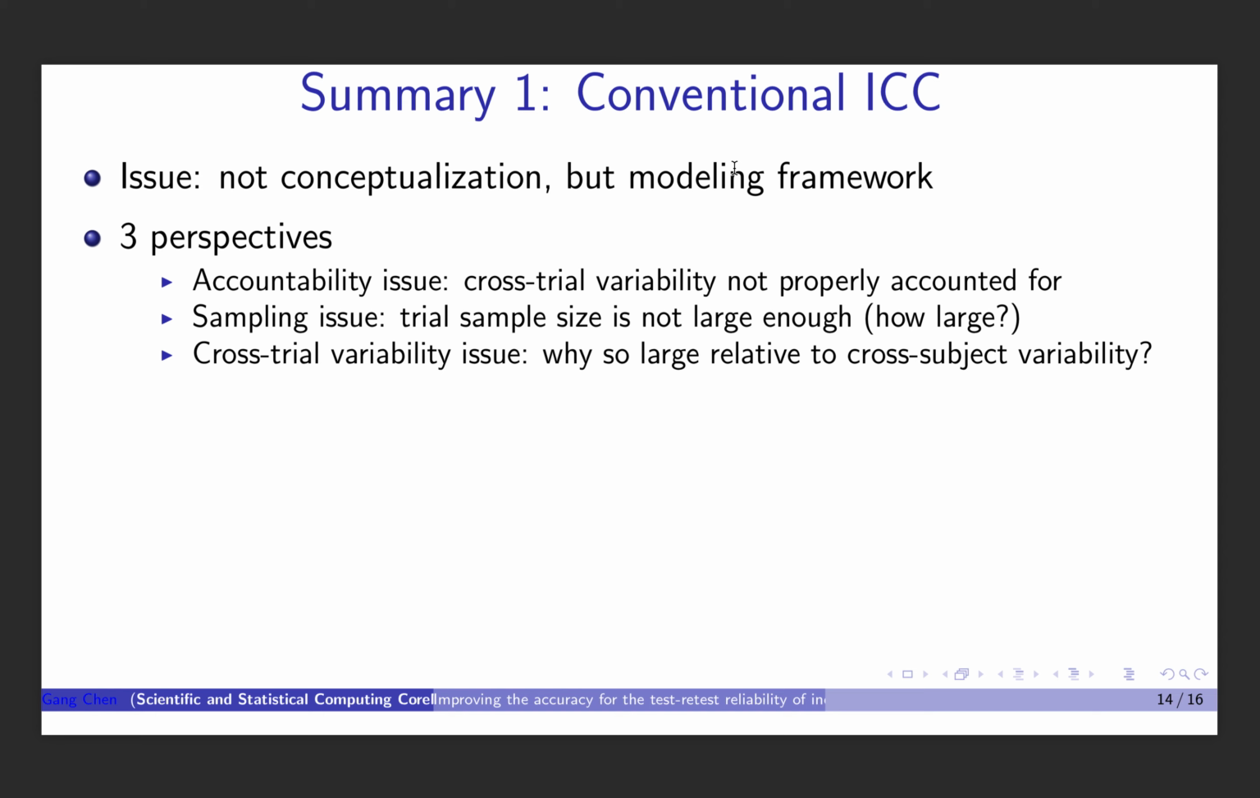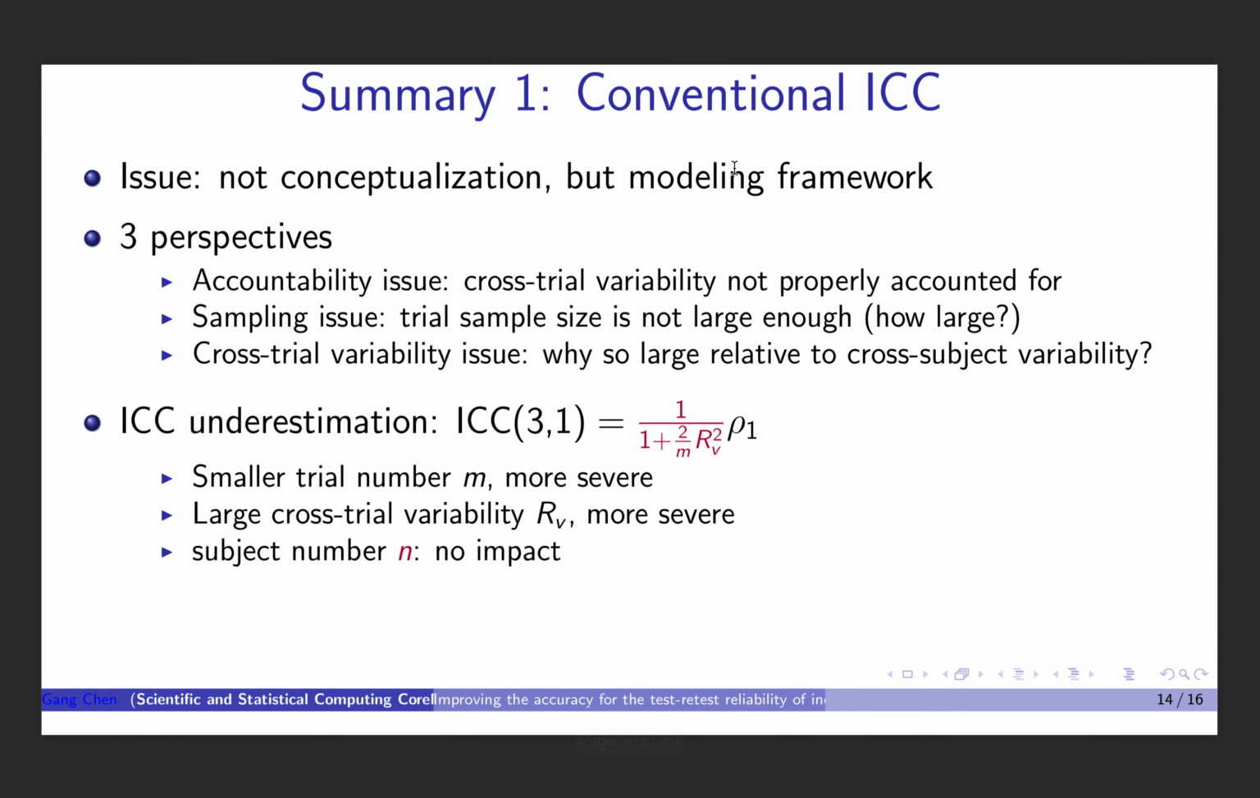But unfortunately, the quantitative variability is so large. That is something fundamental about the brain response. It is at least 10 times larger than the cross-subject variability. So that's another perspective to discuss the ICC problem.